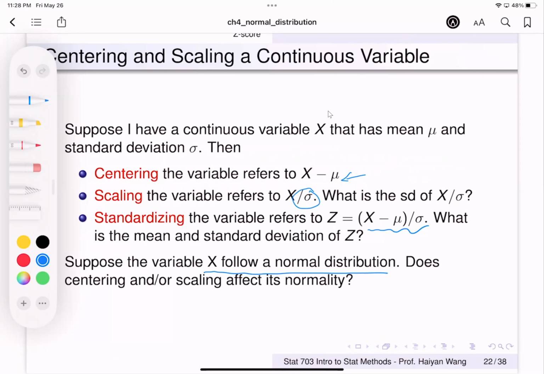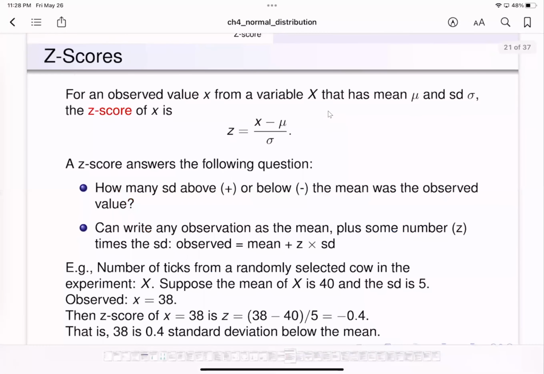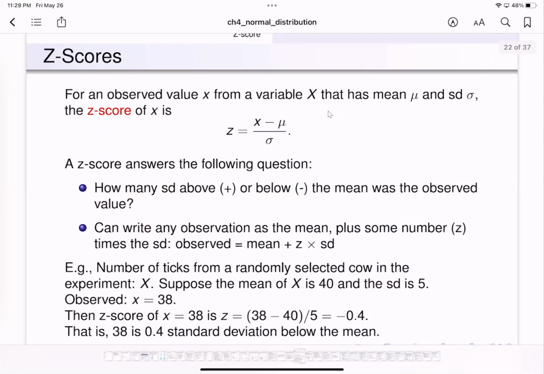What is good is that after we do this standardization, if x has a normal distribution, then standardizing does not change the distribution. The z would also follow a normal distribution, only the mean and the standard deviation would change. This is referred to as the z-score. If z is positive, then x is z standard deviations above the mean, and if z is negative, it is z standard deviations below the mean.